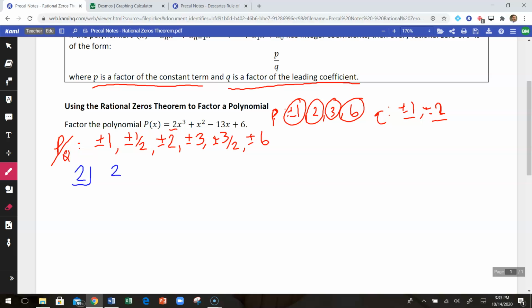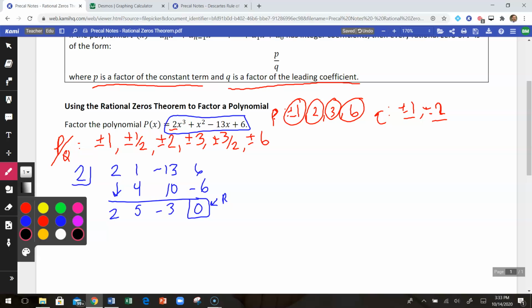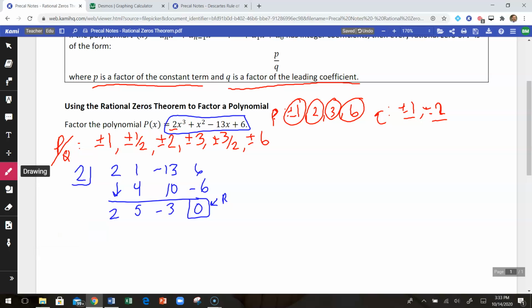Take the polynomial, which is right here, and write the coefficients across the top: 2, 1, negative 13, and 6. And we're going to do synthetic division. So 2 times 2 is 4, and we add. That gives us 10, and we multiply, and we add, and we got a remainder of 0. Because we have a remainder of 0, that means 2 works. Now, out to the side, I'm going to show you what we're doing as we go through this.